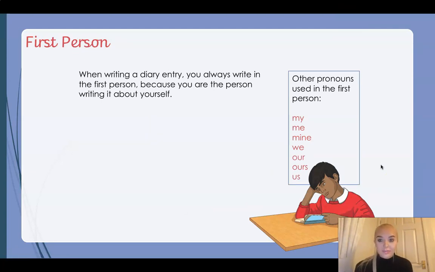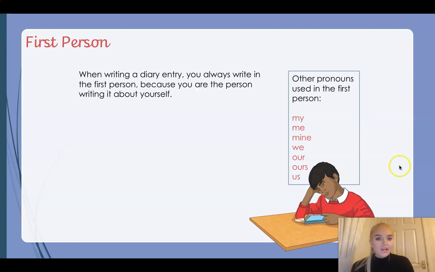First person is the most important person that we need to know today because that is how you will write your diary entry. Because when you write a diary entry, you always write in the first person because you are the person writing it about yourself or about a person you're pretending to be. So you will be pretending to be Fred, you will be in his thoughts, you will really immerse yourself in the character. So you need to make sure that you are writing in first person. Now, when we are writing in the 3 different types of points of view, different pronouns are used depending on what point of view it is.